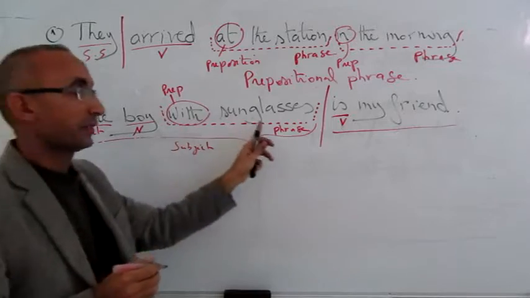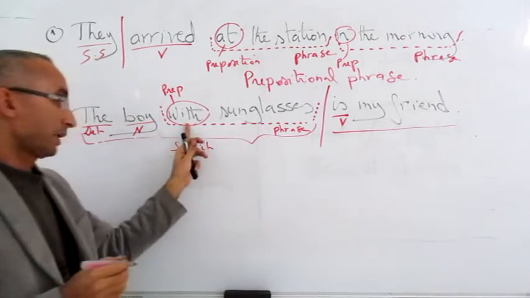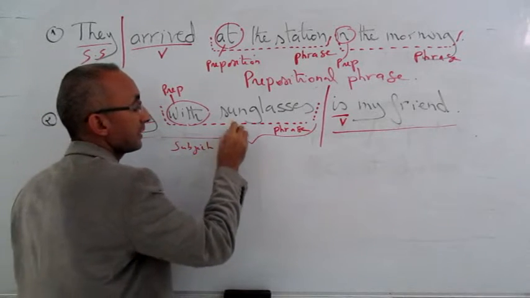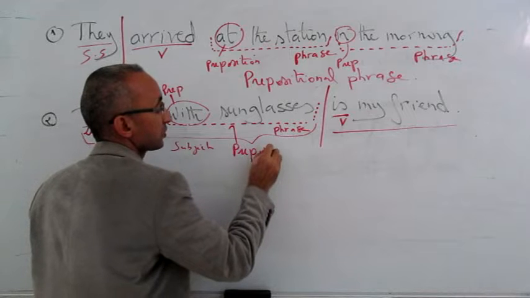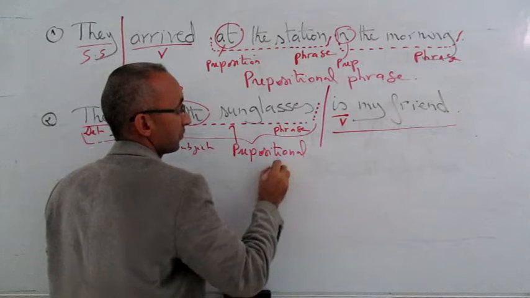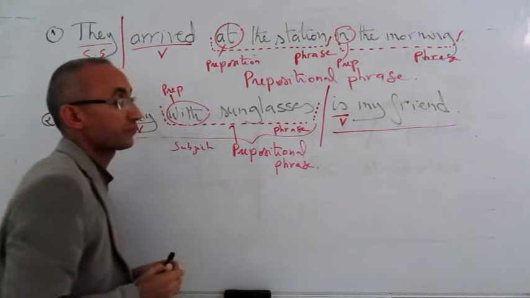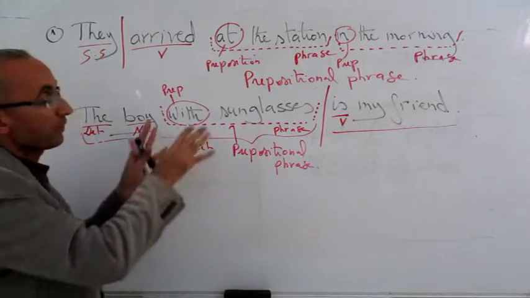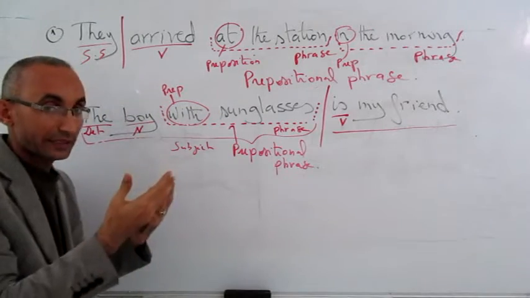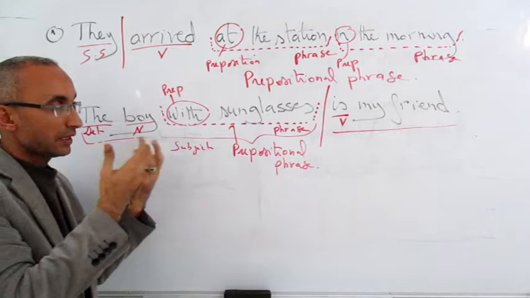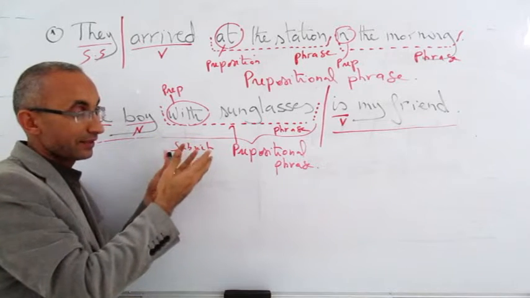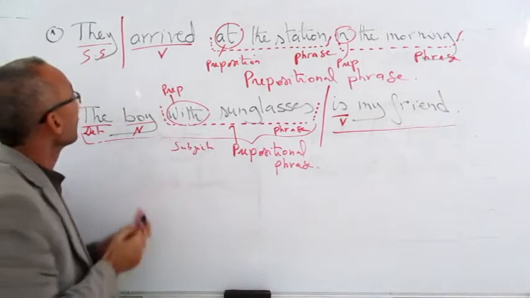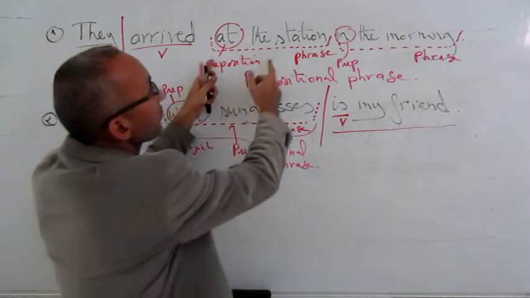So as this phrase starts with a preposition, it's also called what? A prepositional phrase. Clear? Good. Now here is my first type. I have three examples for it. Now let's see how this type of phrases acts. How it acts. Clear? They arrive at the station.